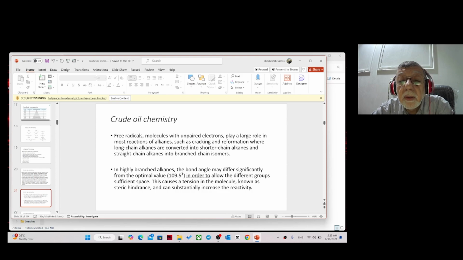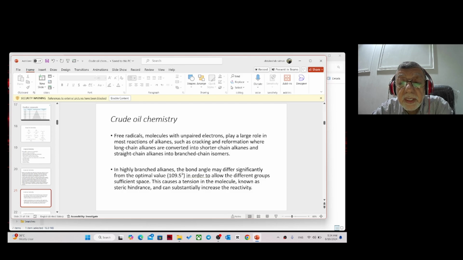A free radical, a molecule with an unpaired electron, plays a large role in most reactions of alkanes. That is what I mentioned about iso. There is a branch; there is a free radical connected with the hydrocarbon chain. So in cracking, such as in rock formation, long chain alkanes are converted into shorter chain alkanes, and straight chain alkanes into branched alkanes, in isomerism or isomers.